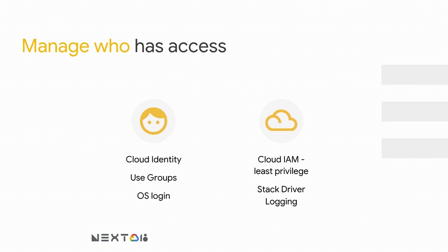The OS Login, this allows you to tie in who has SSH login to your instances with Cloud Identity. So you're managing that centrally. You give those users the correct IAM policy. They're allowed to actually SSH in. It's central administration, so you're not worrying about setting all that with random keys being added to instances and metadata. Use IAM for least privilege.